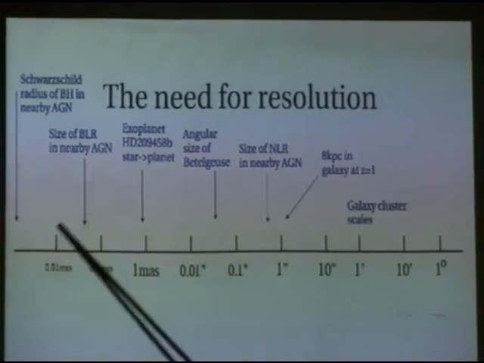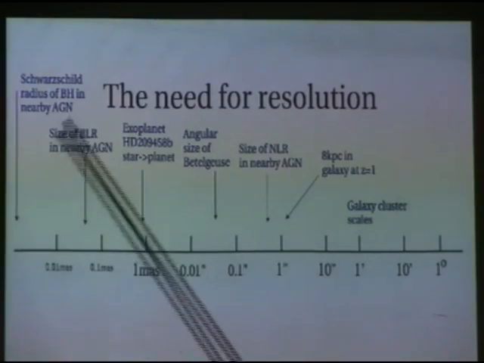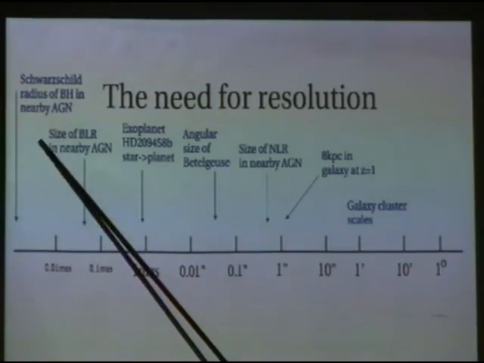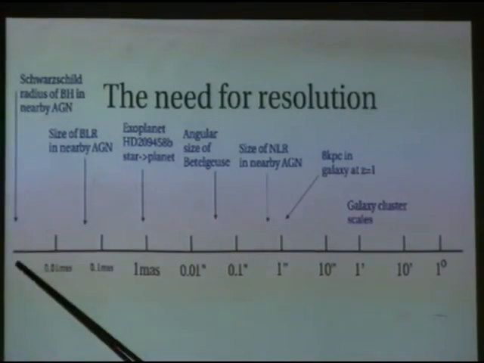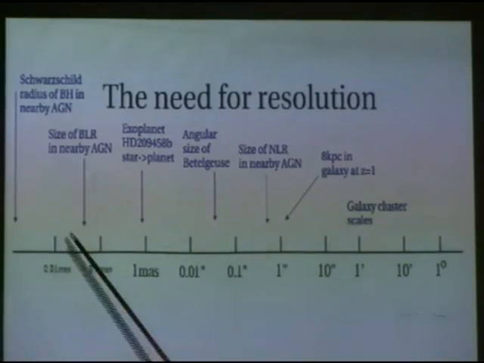And if you want to go even farther, like the Schwarzschild radius of a black hole of a nearby AGN, you are here. So you really need a lot of resolution to be able to resolve those objects.